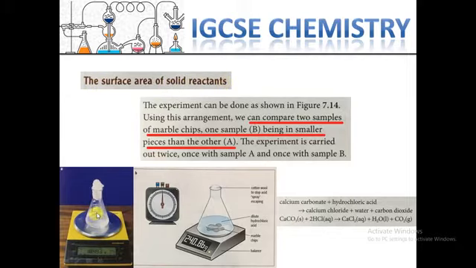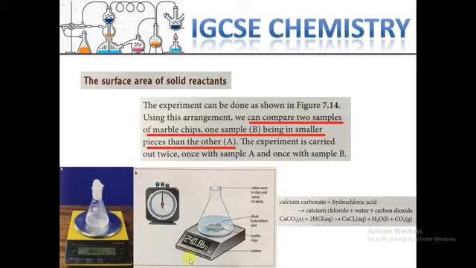If we have solid reactants like calcium carbonate, calcium carbonate can react with hydrochloric acid. This is the original reaction. The products will be calcium chloride, water, and carbon dioxide.